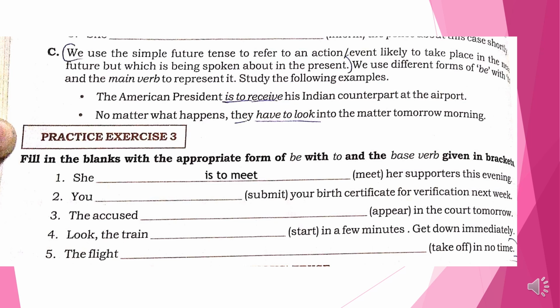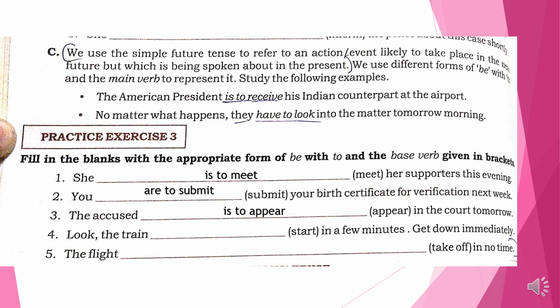Number 2, you dash submit your birth certificate for verification next week. Here subject is you, so we are using the form of be, are to, and base form submit. So answer is you are to submit your birth certificate for verification next week. Number 3, the accused dash appear in the court tomorrow. Here accused is singular form, so we use the verb is to appear in the court tomorrow.